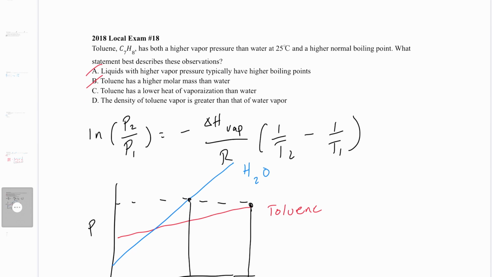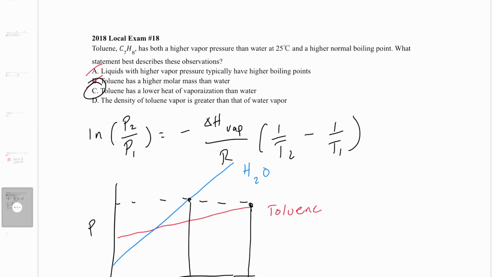A lower heat of vaporization also explains why you have a higher vapor pressure. It takes less energy for the liquid to turn into gas. That's why you have more of this vapor, you have greater vapor pressure. So C does make sense. Let's just make sure D is wrong.